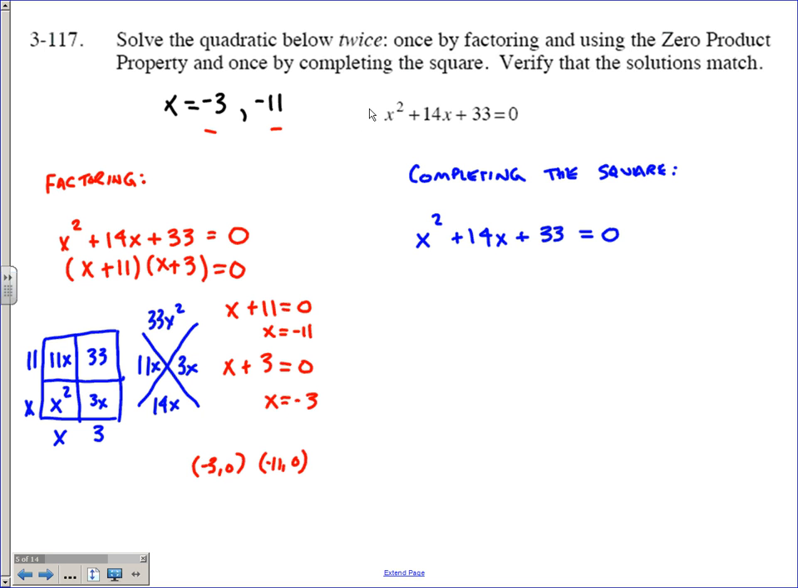Now completing the square, okay, well, it does involve some factoring. Remember, we're looking for a perfect square trinomial. Right now with 33 here, we don't have one. If we're trying to figure out what our perfect square trinomial would be, just pretend like you were factoring here.